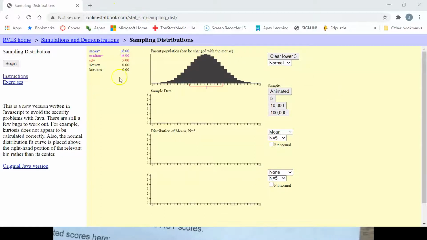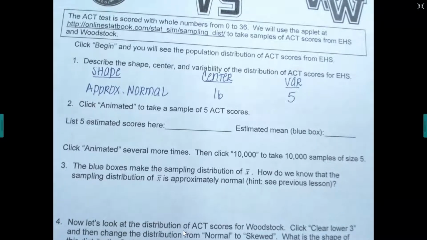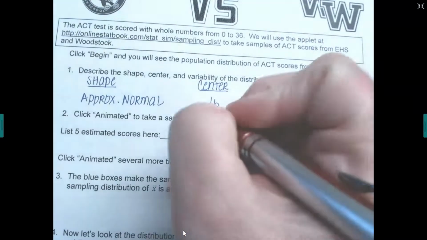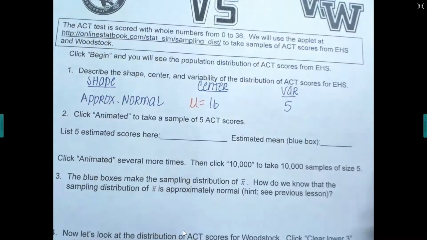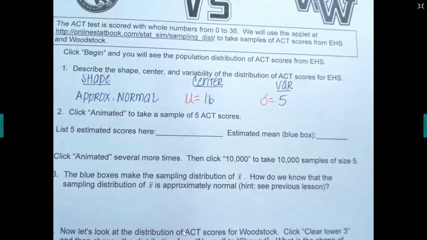Now the center, if you noticed right over here, the median, which will be the center, and the mean, there's 16, because in a normal distribution, the mean and the median are the same. So for my center, I have 16. And my spread, it says right up here the standard deviation is 5. So for my variability, I have 5. I just want you to remember some notation. You don't want naked numbers, so make sure you use the appropriate notation to say what these are.